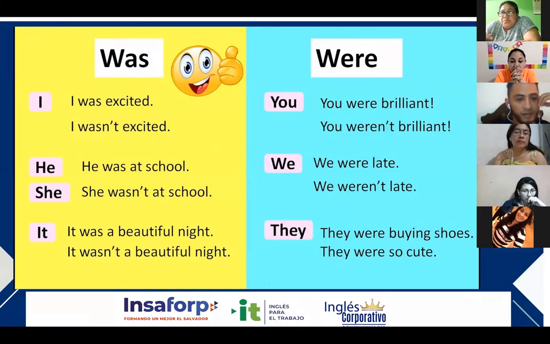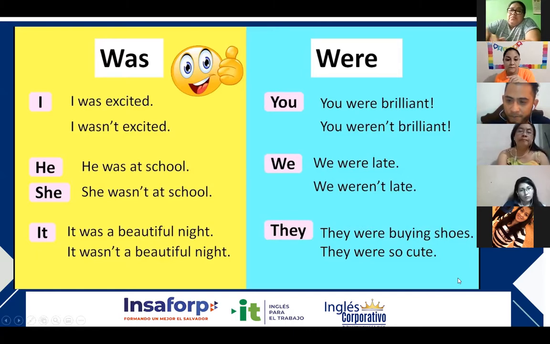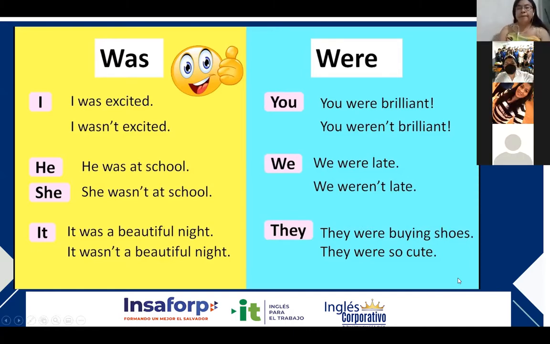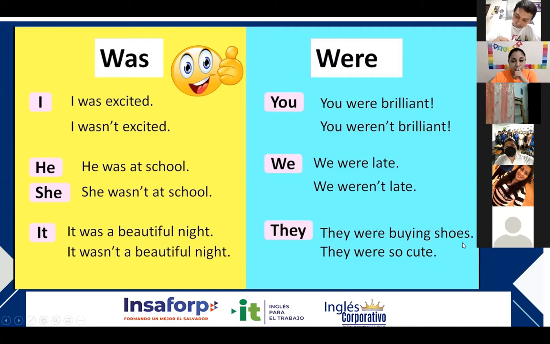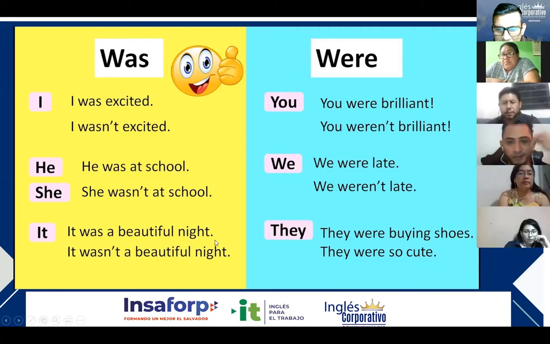Excellent. Miss Brenda, can you help us with it? It was a beautiful night. It wasn't a beautiful night. Excellent. Miss Jenny, can you help us with the sentences using you? You were brilliant and you weren't brilliant. Excellent. Miss Sonia, can you help us to read the sentences using we? We were late. We weren't late. Excellent. Mr. Alexander, the sentences using they. They were buying shoes. Super. They were so cute. Perfect. Excellent.